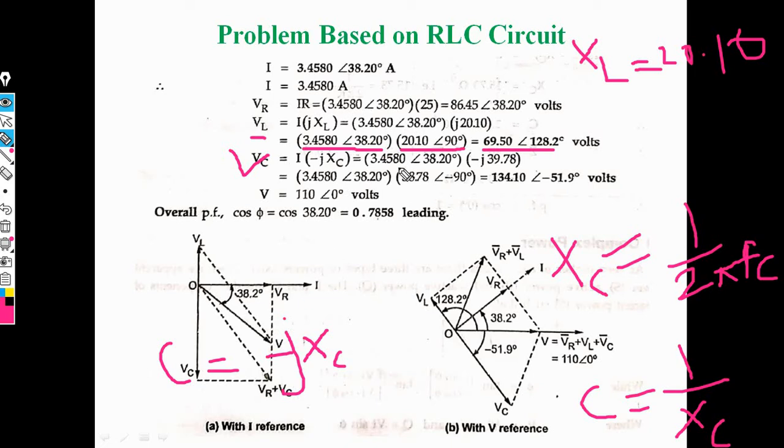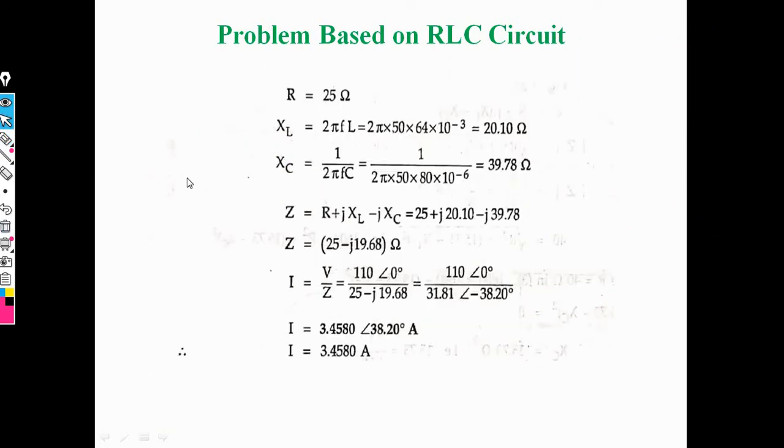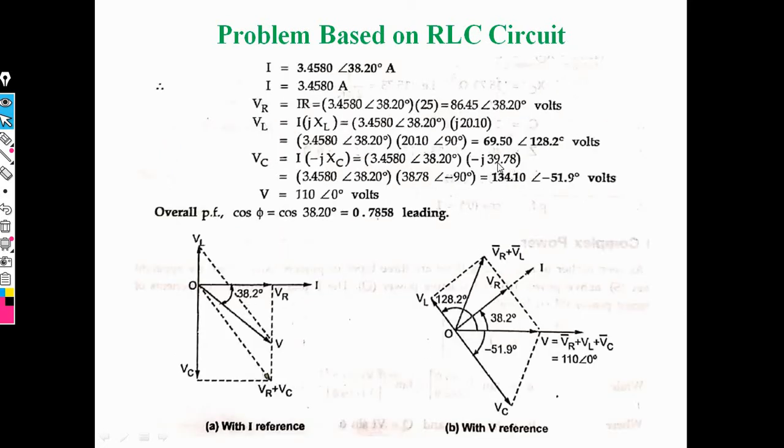Then put here the value of I, 3.4580 less than 38.20. Then here the value of X is already calculated. The value of X is 39.78. Put it here, and minus sign as it is. Now here the angle of VC, we are taking minus 90. By taking minus 90 degree angle in VC, this capacitor.